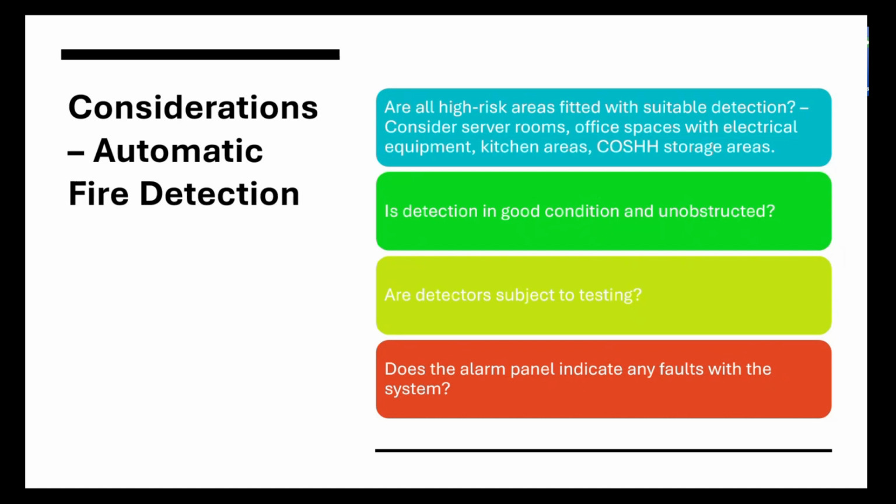So always inspect your detectors and make sure they're in good condition and unobstructed. Make sure they're tested weekly with your fire alarm. And you can also check they're all working by just checking the alarm panel. However, the alarm panel will not indicate whether the detector is taped off or anything like that. It will just highlight any faults with the electrics behind it.